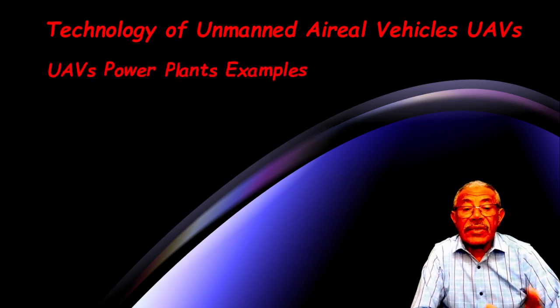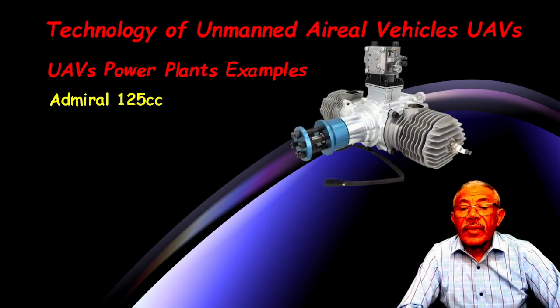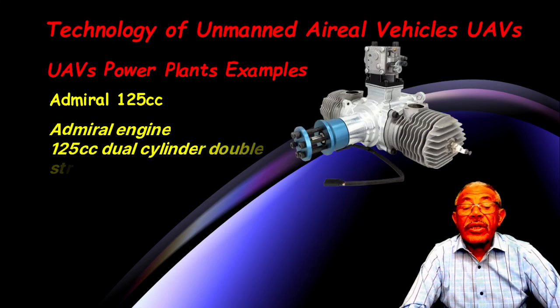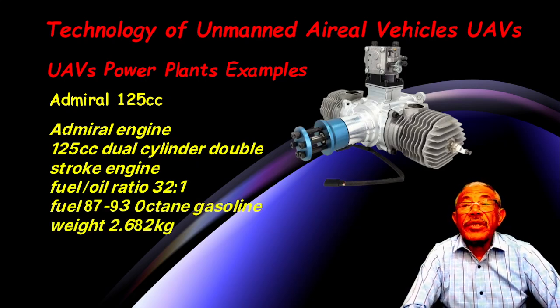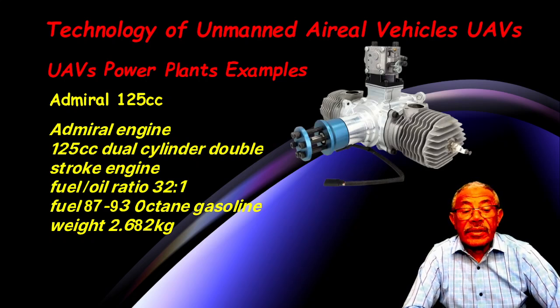UAV power plant examples: Admiral 125cc. Admiral engines are dual-cylinder two-stroke engines with a fuel-to-oil ratio of 32:1. Fuel is 87 and 93 octane gasoline. Weight is 2.682 kilograms.